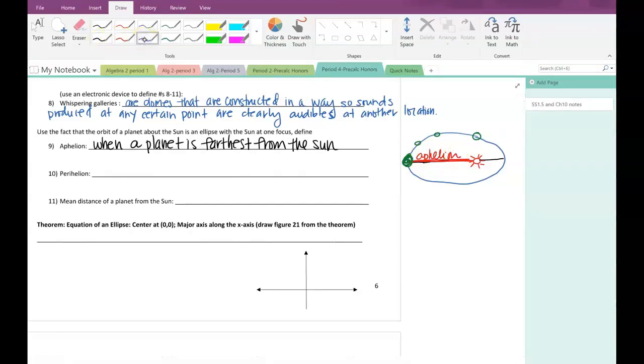Next is perihelion. When a planet is closest to the sun.